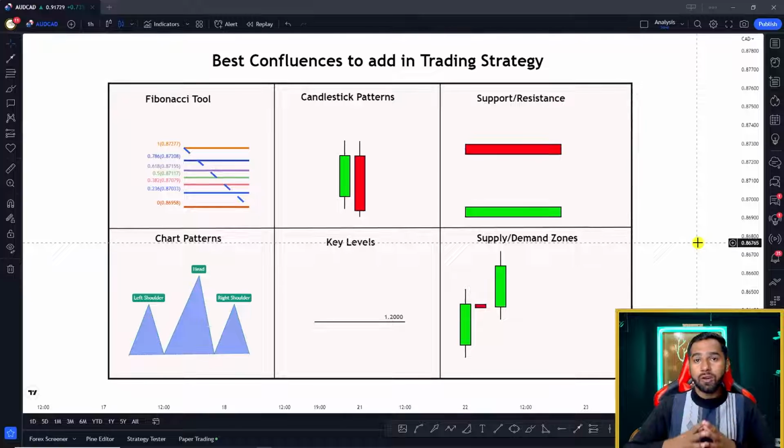What's up guys, I hope you're doing great, and today in this video I want to talk about the confluences that you can use with the supply and demand trading strategy in order to increase the winning probability of your trades.